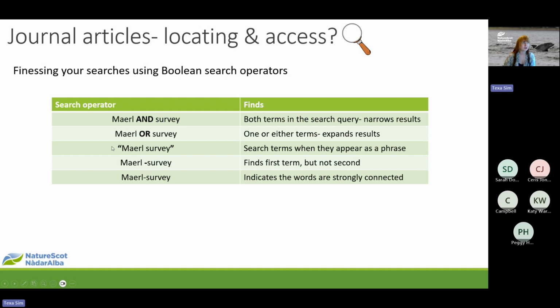Merle survey in little quotation marks can be your search term when it's actually used as a phrase. So if you're interested in finding out anything that's been published that literally says Merle survey, that would be the one to use. And then underneath we've got the last two, so you can find things that include just Merle but without survey by putting a little minus mark next to survey. And then below, if you connect those two words, it means that the two words are strongly connected and that you're more likely to find any research that really connects those two terms.